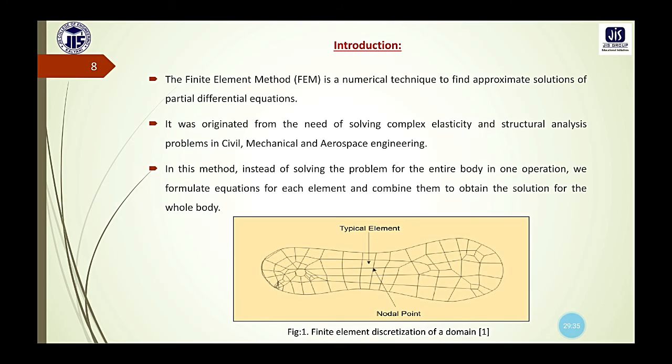Now, actually in this diagram, one complex shape is given and it is a domain. So this is our computational domain which is given here, and this typical element, the nodal point, all these things are actually written here. So what is the use of all these things?